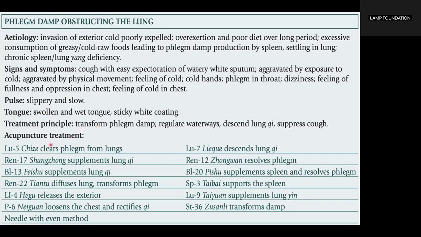Acupuncture treatment: we use Lung 5 to clear phlegm from the lungs. Ren 17 to supplement lung qi. Bladder 13 to supplement also lung qi. Ren 22 to diffuse the lung, transform phlegm. LI 4 to release the exterior. Pericardium 6 to loosen the chest and rectify the qi. Lung 7 to descend lung qi. Ren 12 to resolve phlegm. Bladder 20 to supplement spleen and resolve phlegm. Spleen 3 to support the spleen. Lung 9 supplements lung yin, and Stomach 36 to transform damp. Needling, even method.